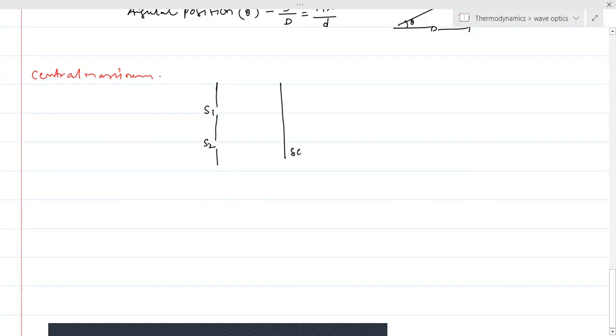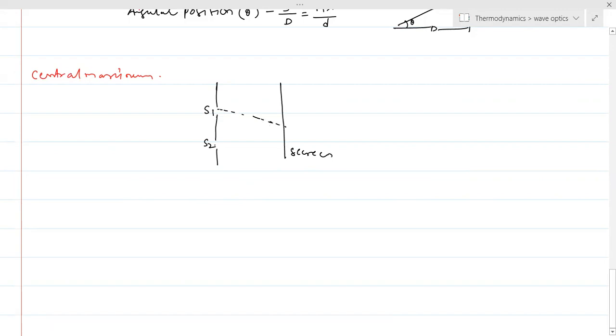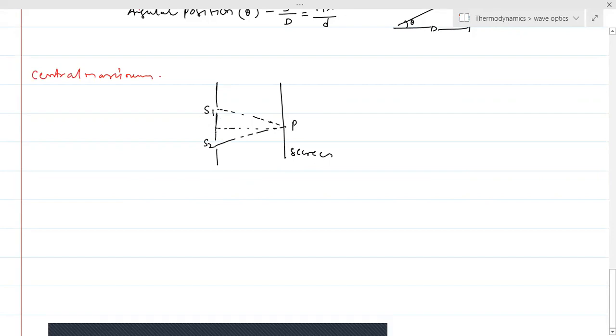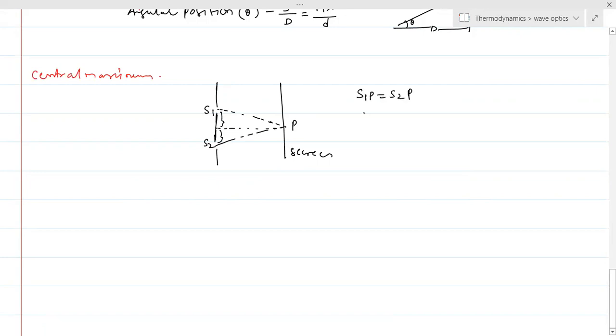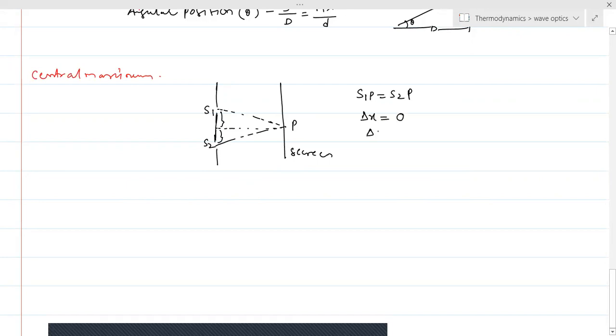If this is the screen, on the screen the two light sources superpose at the center of the screen. Clearly, as these distances are equal, S1P is equal to S2P. So in that case the path difference is 0 and the phase difference is 0.